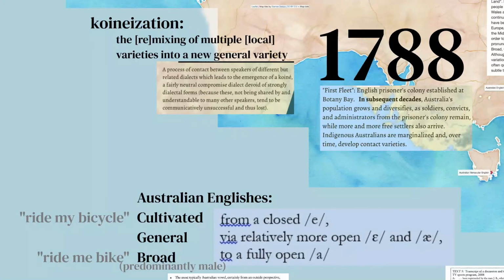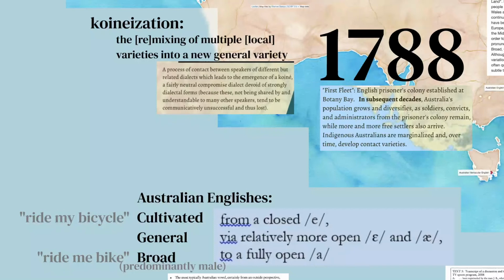And here we're actually right on the border, right? We can mark sort of the settlement of Australia and the emergence of Webster's Dictionary as the pivot point between early modern and PDE. In 1788, we have the First Fleet, the English prisoners' colony established at Botany Bay, and the roots of the Koineization, that is the remixing of multiple local varieties into a new general variety that comes to define Australian Englishes.